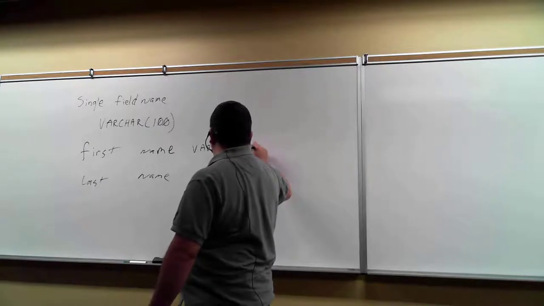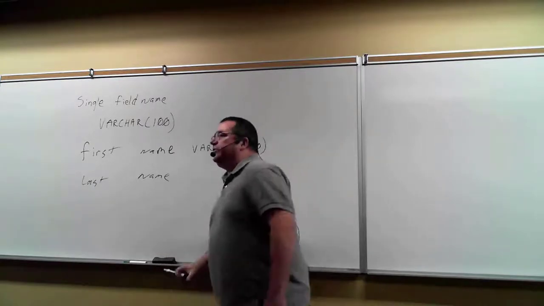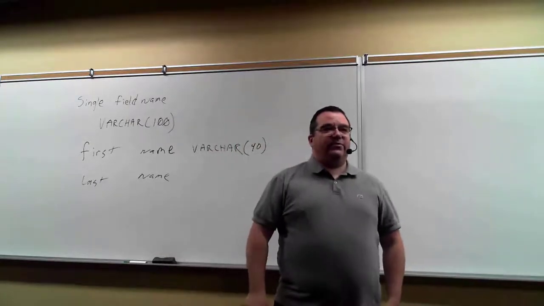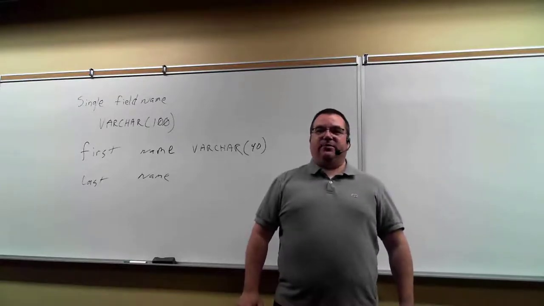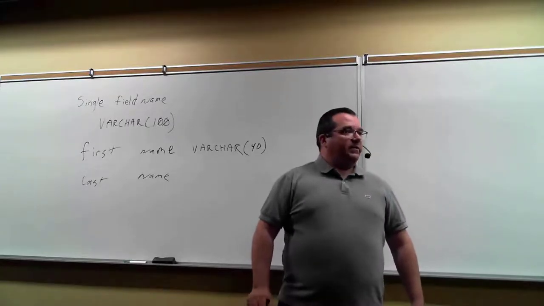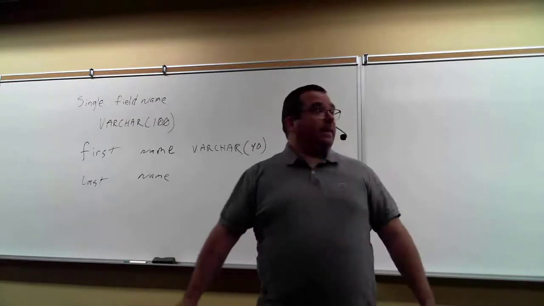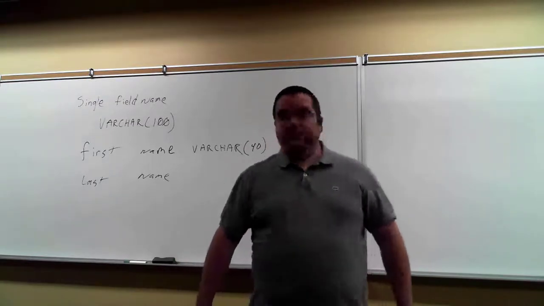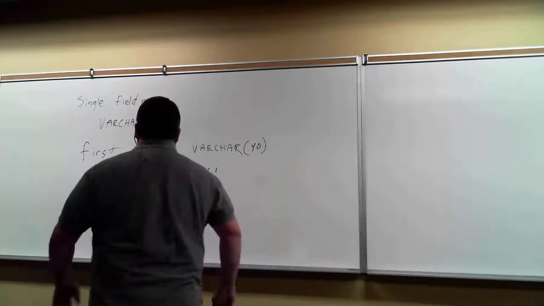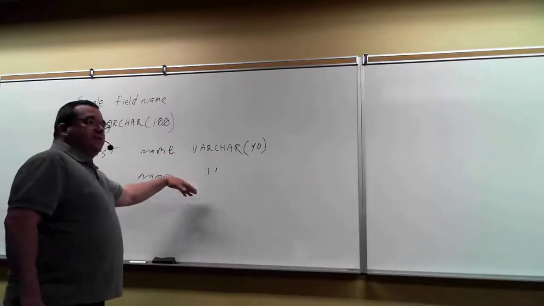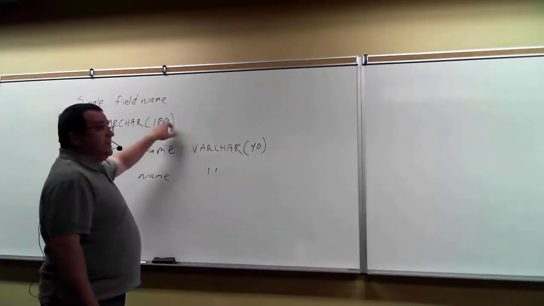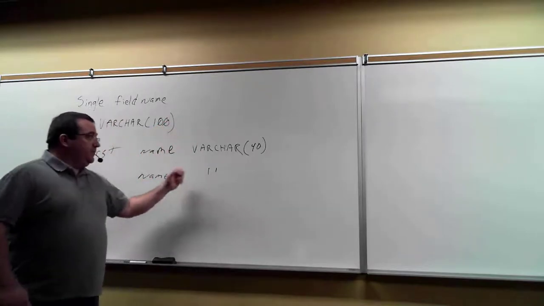Honestly, usually about a 40 is enough for most people's names. If you need more than 40 letters for a person's first name or last name, they've got a really long name. But 40 or 50 is usually good enough. So they'd be Varchar 40 for each. That's usually more than enough. It's almost as much as this, broken down.